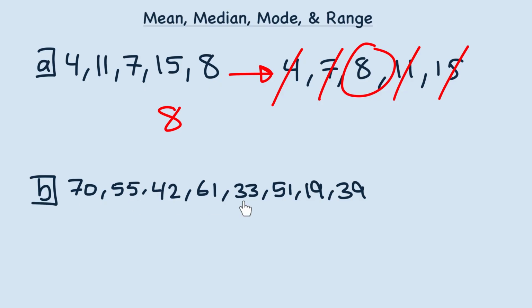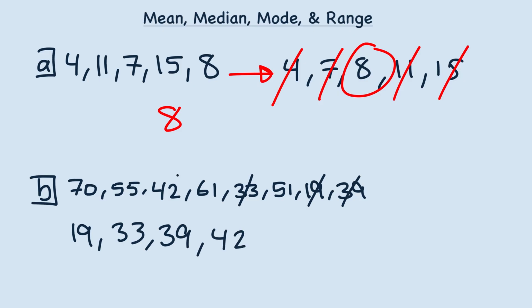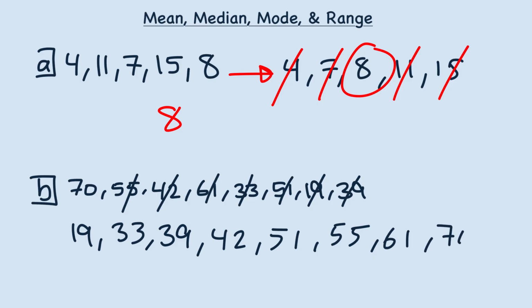Now it's your turn. Try to solve this question and check your answer. So we will start with ordering the numbers from smallest to largest. So the first number will be 19, then 33, 39, then we have 42, 51, 55, 61, and 70.